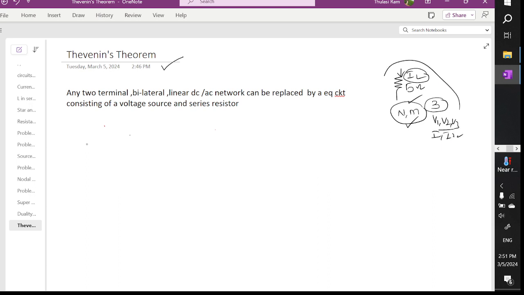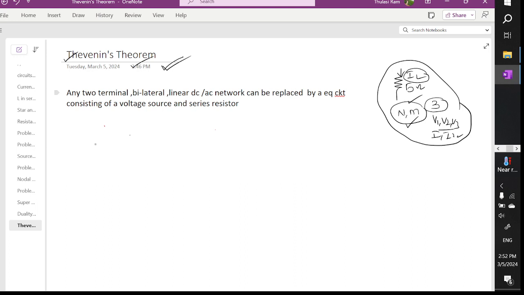All this complexity can be reduced by the next network reduction method, called Thevenin's theorem, and this theorem was developed by Thevenin. That's why it is called Thevenin's theorem. Let's try to understand how to apply Thevenin's theorem and what the procedure behind it is.